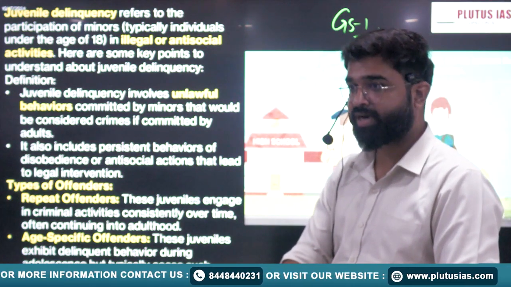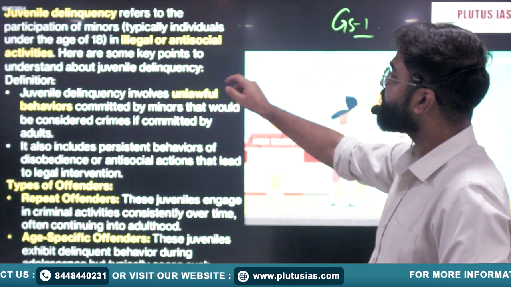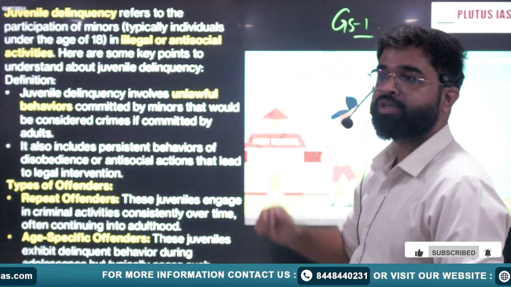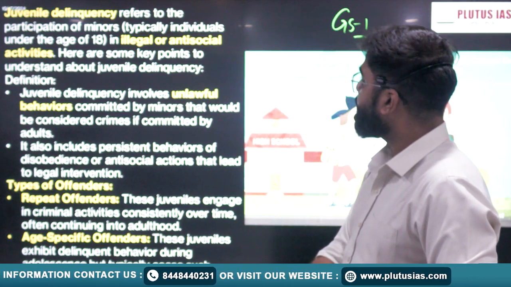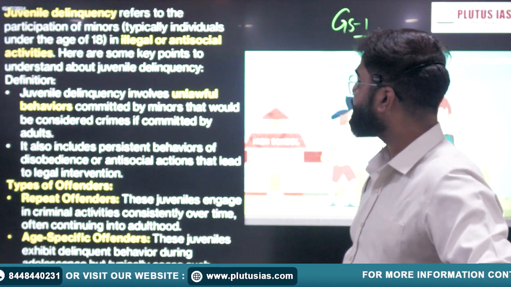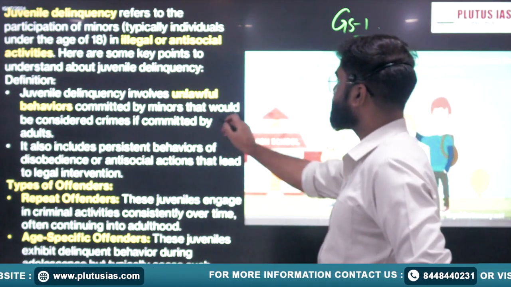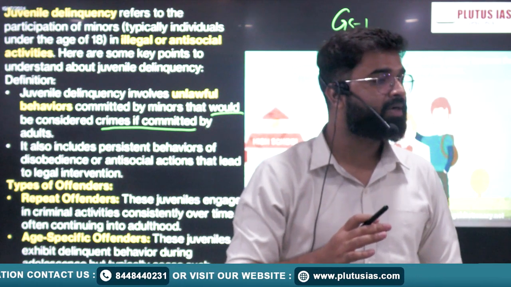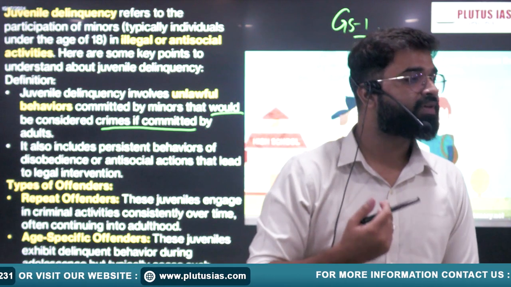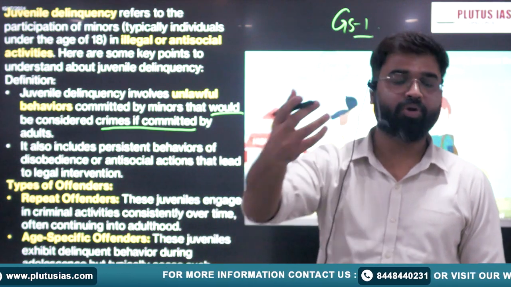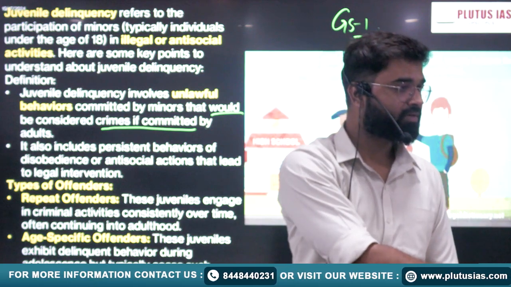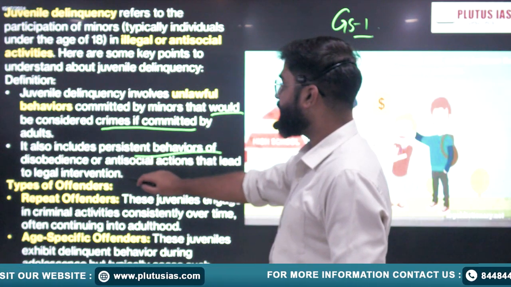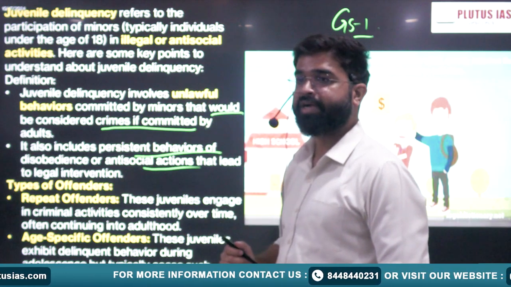Okay, there is a definition, it is part of your society paper. Juvenile delinquency refers to the participation of minors, typically individuals under 18 years of age, in illegal and antisocial activities. Here are some key points to understand about juvenile delinquency. Juvenile delinquency involves unlawful behavior committed by minors that would be considered a crime if committed by an adult. So that is a crime for an adult, but that is delinquency for a juvenile, like pickpocketing by children. That is juvenile delinquency, antisocial behavior basically. It also includes persistent behavior of disobedience and antisocial action that leads to legal intervention.